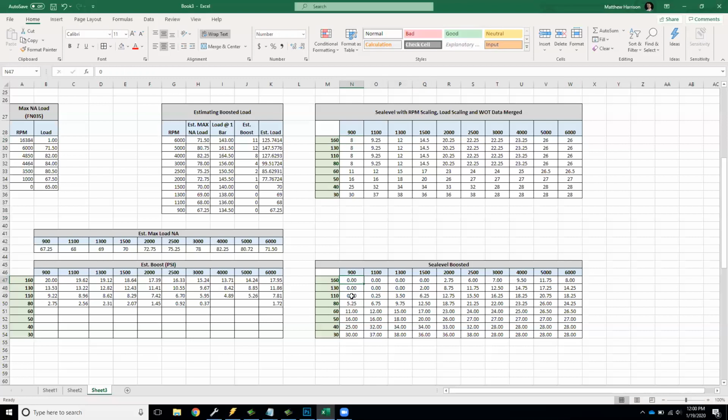Now, some of these mid-range cells right in here, you might need to put a little more timing in there, but for right now, this is a base map, trying not to blow anything up.